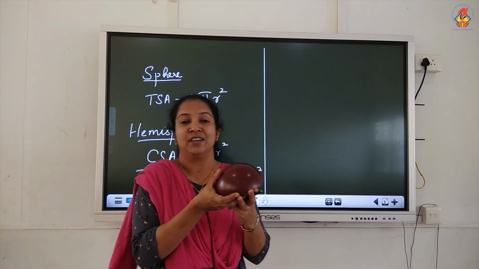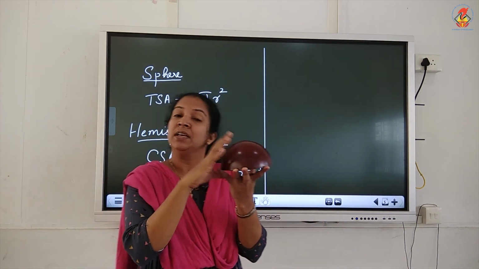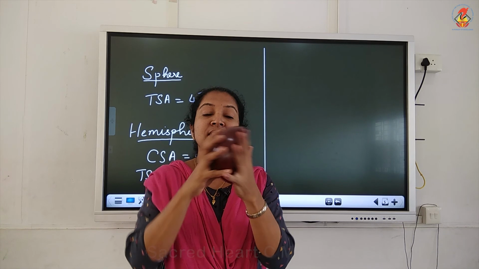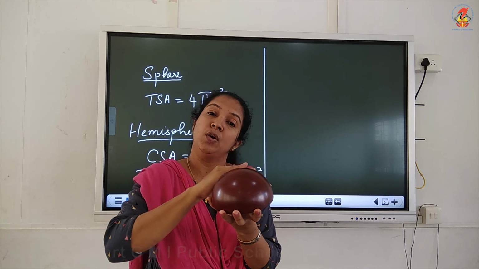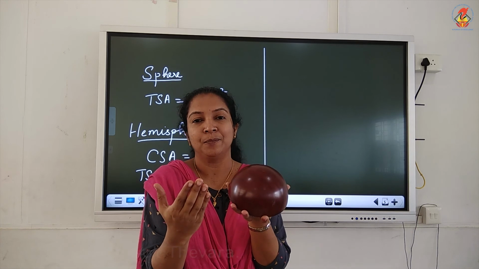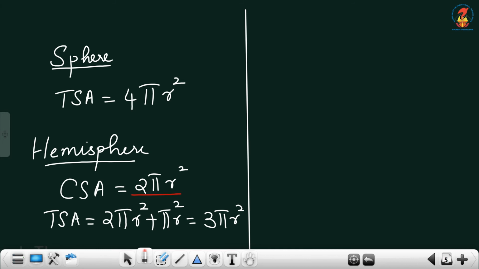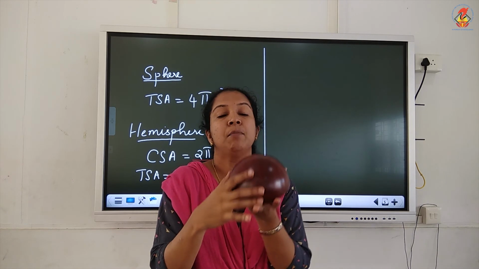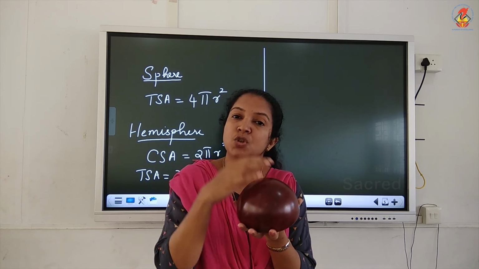This is a hemisphere. Hemisphere is actually half of the sphere. Sphere has only one face. Here, how many faces? One base and one CSA. So what will be the area of the CSA? It is just half of the sphere, so it is 2 pi r square. Hemisphere means half of sphere, and CSA of this hemisphere is half of the TSA of the sphere. So it is 2 pi r square.